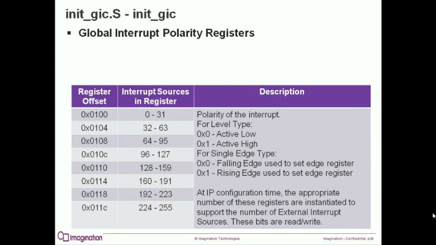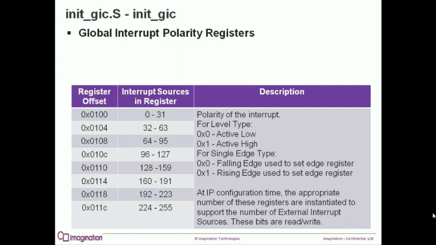Similar to the reset mask registers, there is a set of registers that configures the polarity of the interrupt. The polarity determines how the interrupt is signaled to the core. Interrupts can be level or edge sensitive. If level sensitive, setting the interrupt's corresponding bit to 1 will configure it active high, and setting it to 0 will configure it active low.